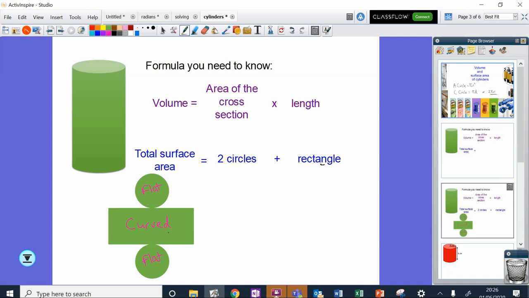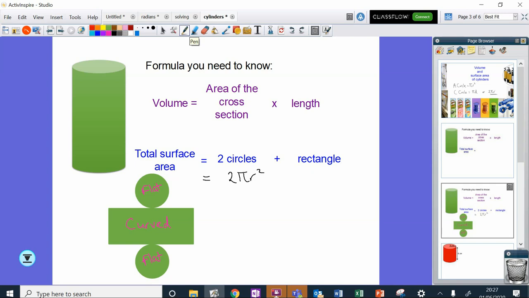Right, okay, well this should be pretty easy now, because a circle is pi r squared. So if we've got 2 circles, it's 2 pi r squared. But the rectangle, you could put in here length times width. But that's pretty hard, because we don't have the length and the width given to you ever.